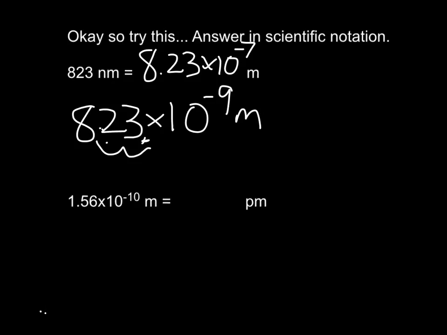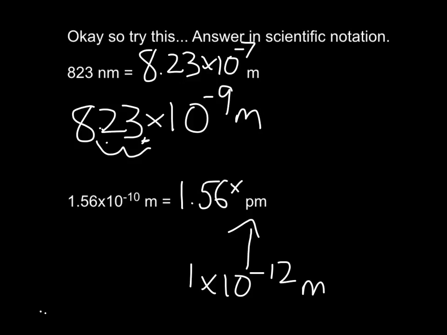Okay, so now let's go the other way around. 1.56 times 10 to the negative 10th meters. How many picometers is that? Well, we know this: a picometer is 1 times 10 to the negative 12th meters. Well, what's the difference? The difference between the conversion that we have and the conversion that we want is 2, negative 10 to negative 12 in the exponent. So that's a factor of 2. So I've got this, 1.56 times 10 to the 2nd power picometers.